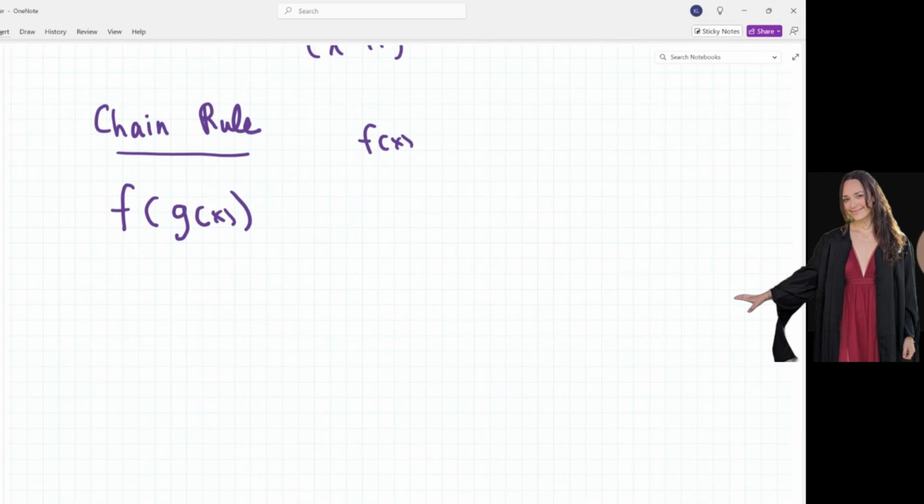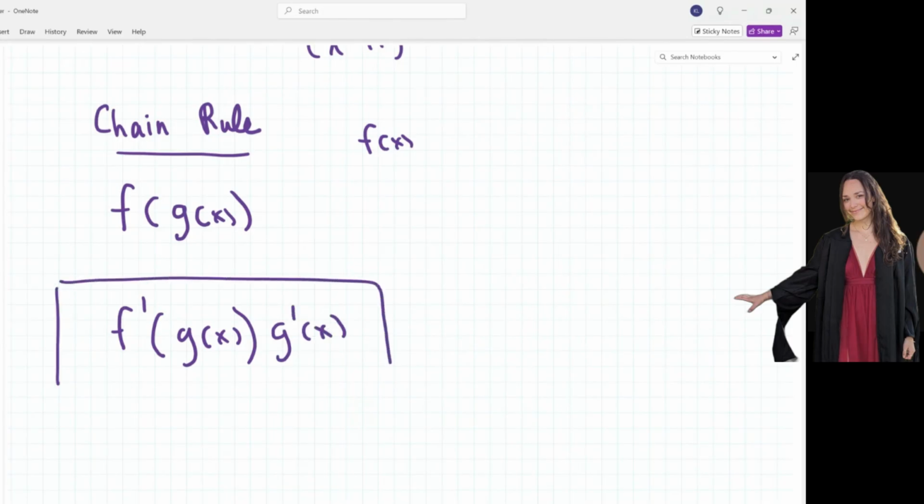So essentially what chain rule says is if we're finding the derivative of this, we take the derivative of the outside function, so we do f prime times g of x, and then we multiply this by the derivative of the inside function, which is g prime of x. So this here is how you would take the derivative using your chain rule. So let's see an example of how that works.